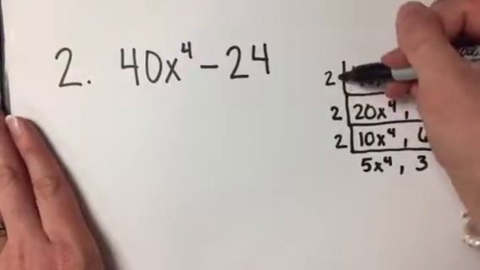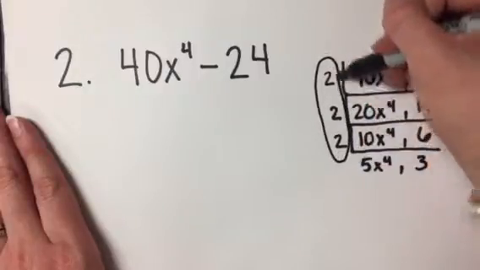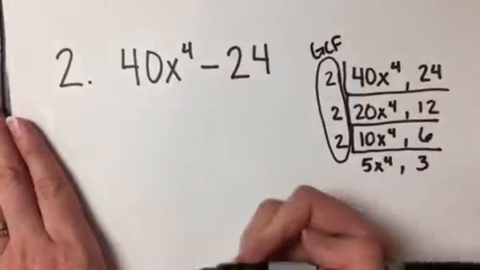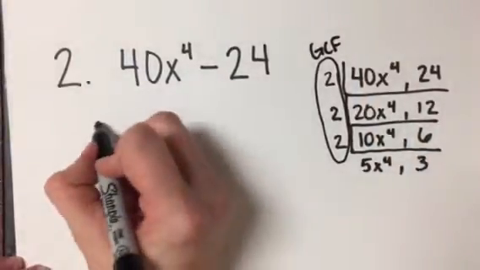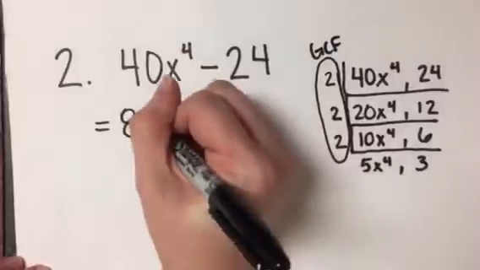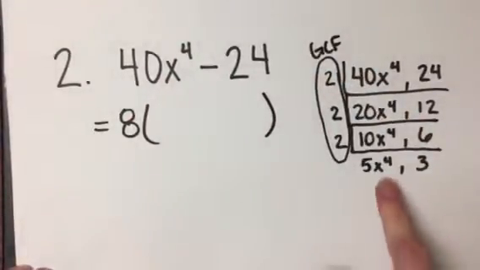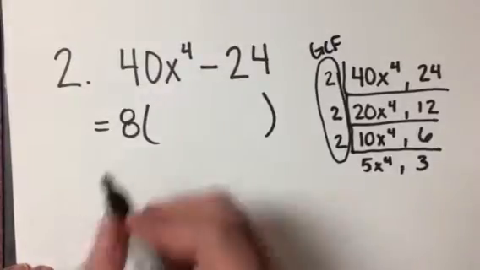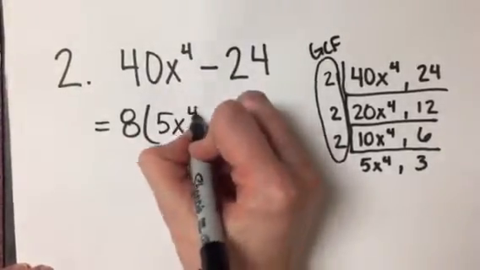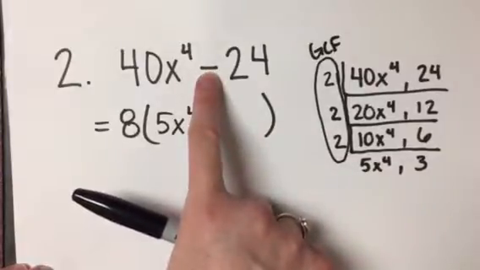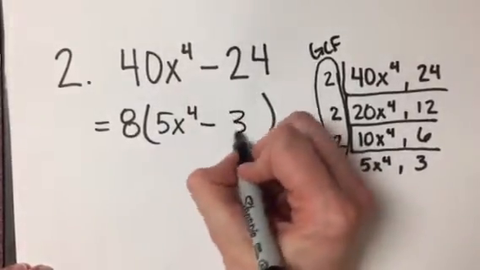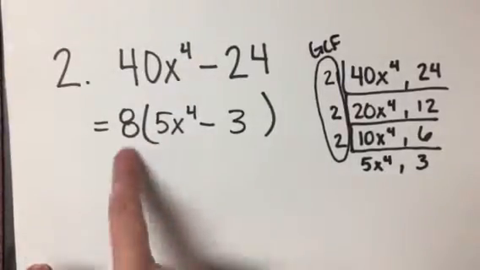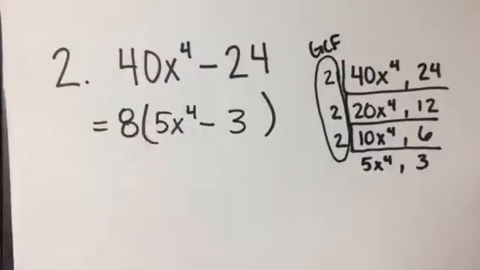So our GCF will be found by multiplying 2 times 2 times 2. That GCF that will factor out is an 8, and then make your leftovers parentheses. Your leftovers will be these terms here at the bottom of your prime factorization. So we have 5x to the 4th minus, because we had that in our original problem, 3. Again, you can check this by distributing the work back together to see that you get your original problem.